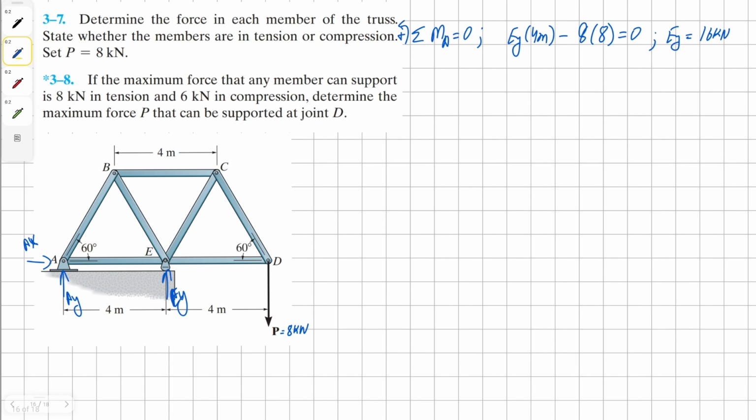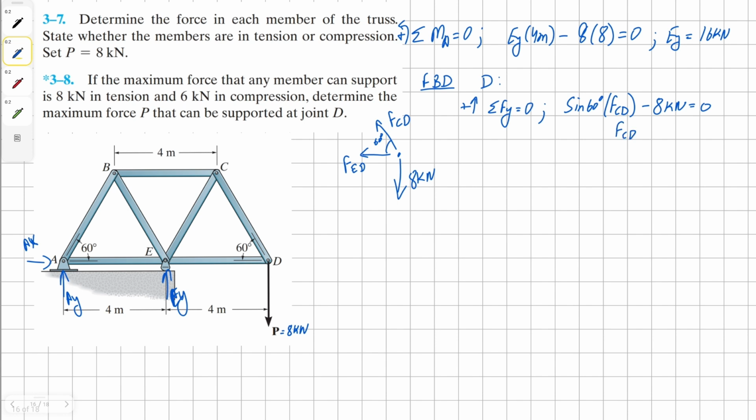Now we can start solving for forces in members. Let's start with joint D. In joint D, we have one external force, an unknown force in member CD, and another unknown in member ED. Now let's take the vertical equilibrium equation to solve for the force in member CD. So it's going to be the vertical component of member CD, take away 8 kilonewtons, all equals 0.